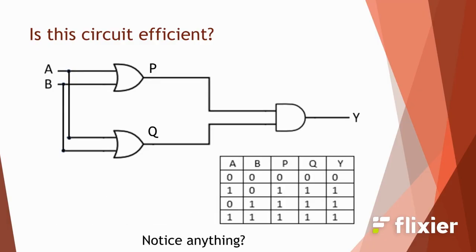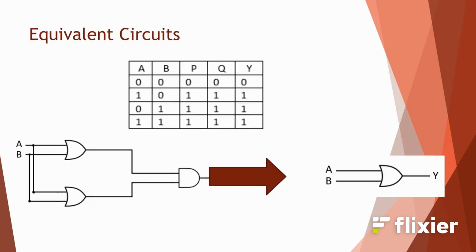Here is the truth table for the circuit, where P and Q are the outputs of the initial OR gates. Look at the final output Y. Do you notice anything familiar about the relationship between inputs A and B and output Y? The truth table for our initial circuit actually matches the truth table for a single OR gate. This means we have found an equivalent, much simpler circuit.